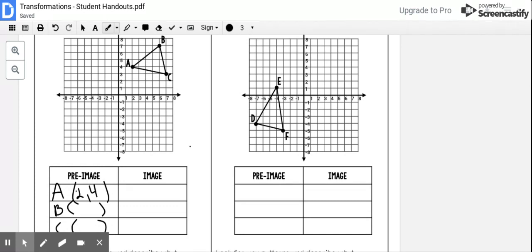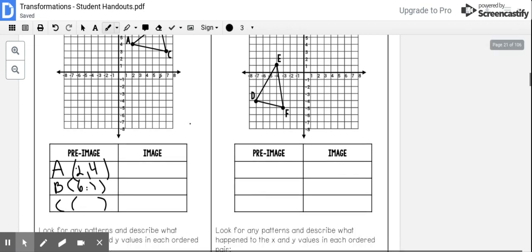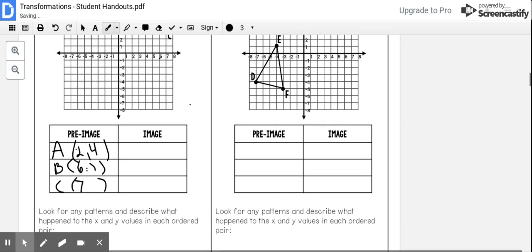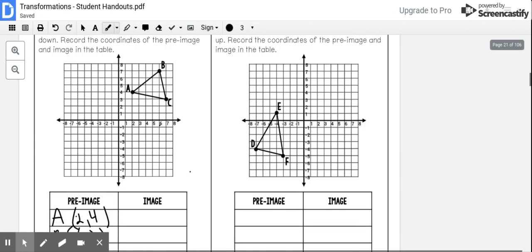B is over 6 and up 7. So we have 6, 7. And then C is over 7 and up 3. So we have 7, 3. And again, you should be listening so you can hear those.